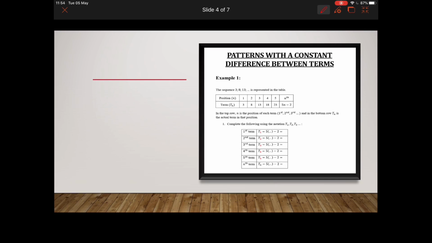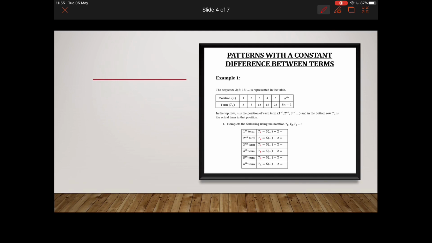So the position, okay, so now look at the notations that we're using. So position is represented by n, 1, 2, 3, 4, 5, nth, okay? And then the term, which is the Tn, is represented by parts of the pattern. So in this case, 3, 8, 13, 18, 23, and then the equation of the pattern, which is 5n minus 2. So it says there, in the top row, n is the position of each term, and the bottom row, Tn, is the actual term in that position. Alright, so that is very important to see there.